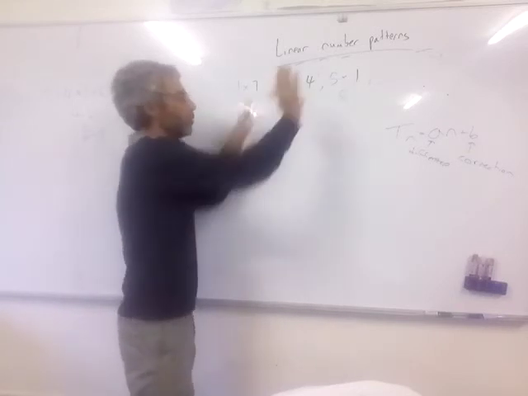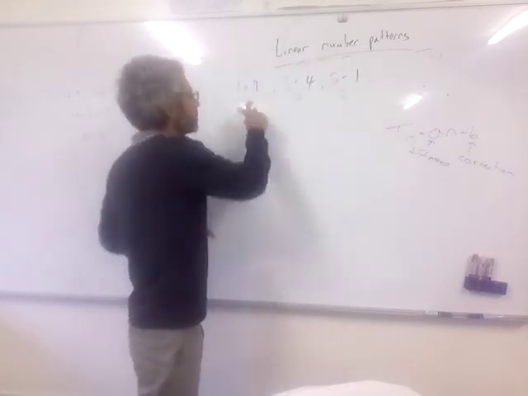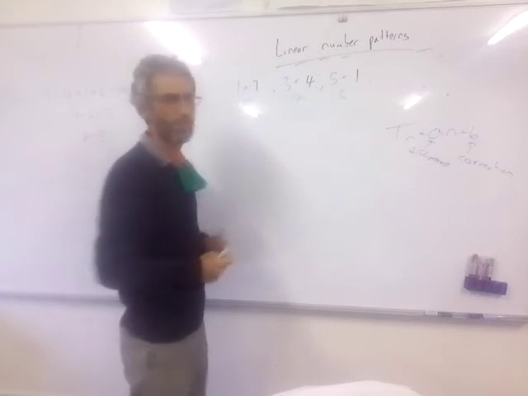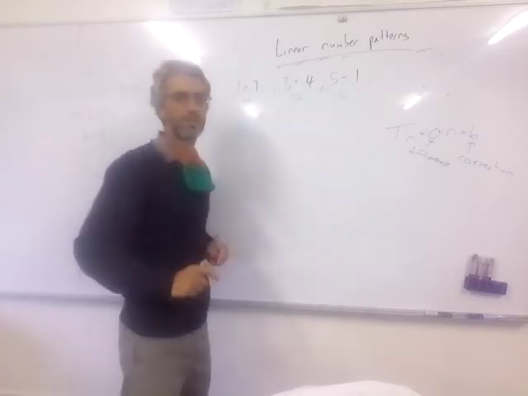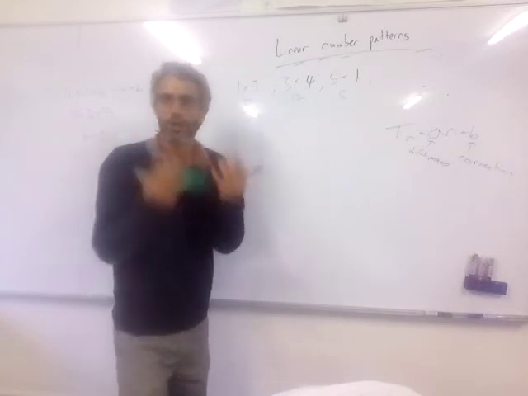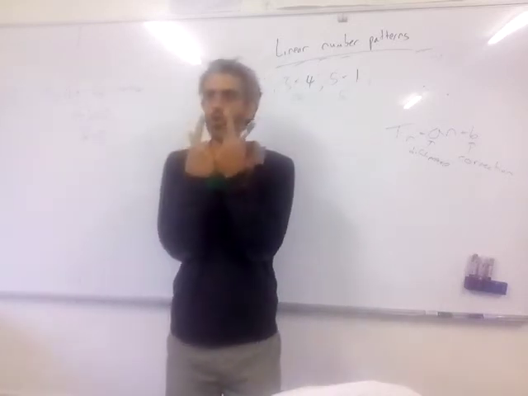Okay, so look at the blue. Forget about the black. Look just at the blue: 1, 3, 5. It is plus 2, right? And now look just at the black: 7, 4, 1. Minusing 3 every time. So we've got a sequence that is made out of 2 sequences.